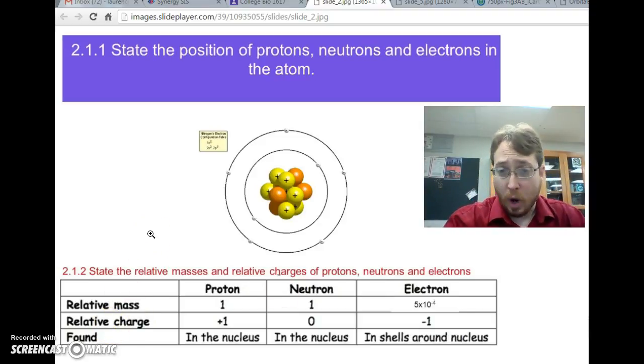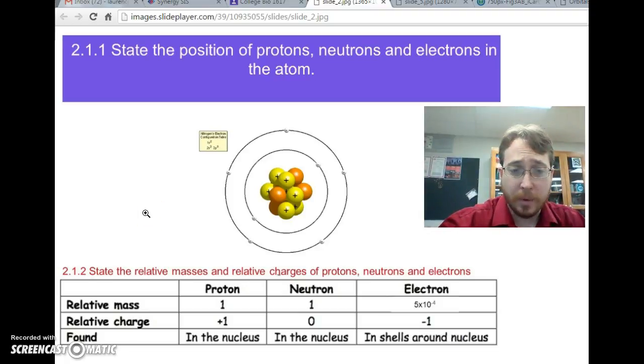Now, charges are a property of some of these particles as well. Protons have a charge of +1. They are positively charged. Neutrons, as their name suggests, are neutral and have no charge, and electrons have a charge of -1. And then there are regions in which they are found. Protons are found in the nucleus, neutrons are also found in the nucleus, clustered all together, and electrons are found in the shells around the nucleus.